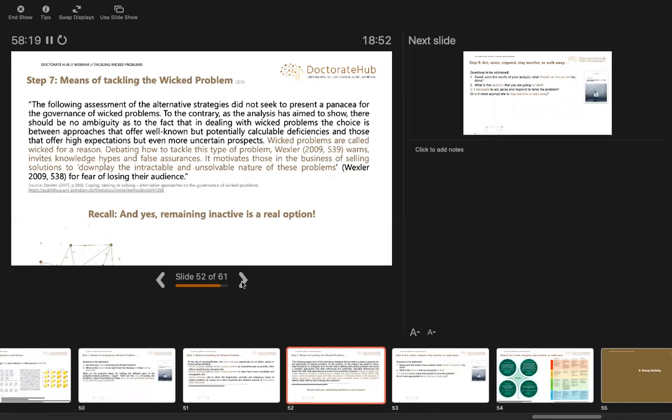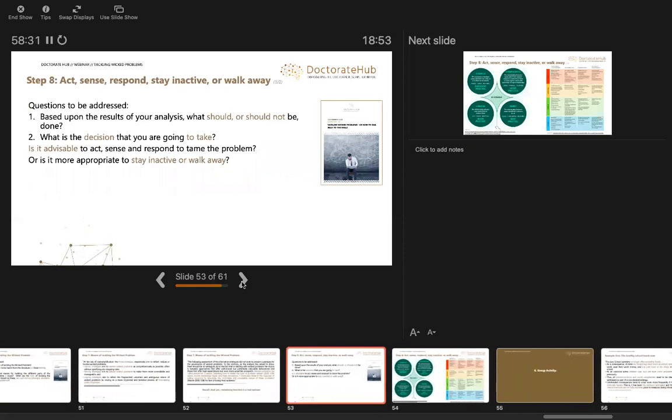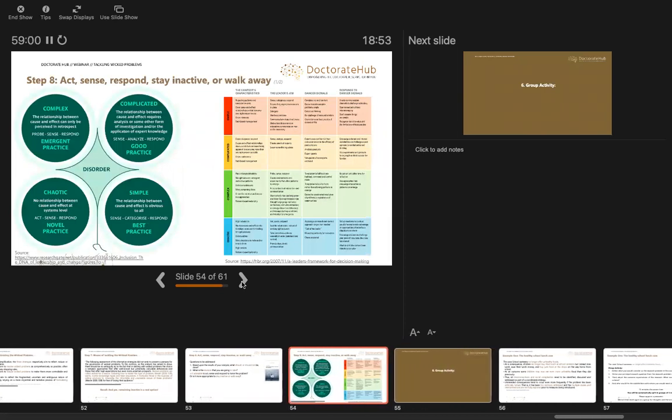So a good understanding here can help you on how to take things further. And as said earlier, yes, remaining inactive is a real option at hand that should be considered. This is exactly the final step once you work with a wicked problem, to understand what you should do. Should you act? Should you sense? Should you respond? Or should you stay inactive or just walk away? You can think that through at the end of your research, perhaps rather with yourself than sharing it in a group, because as said, it can have potentially severe consequences for yourself if you are to be blamed. So rather think it through, and based upon that, decide how to react.